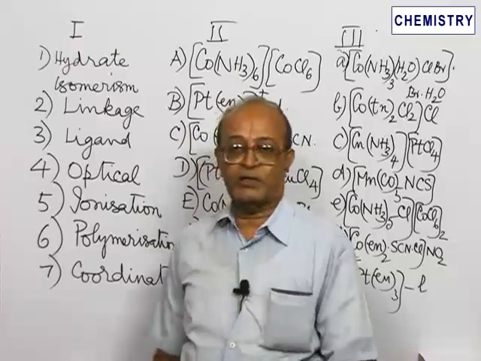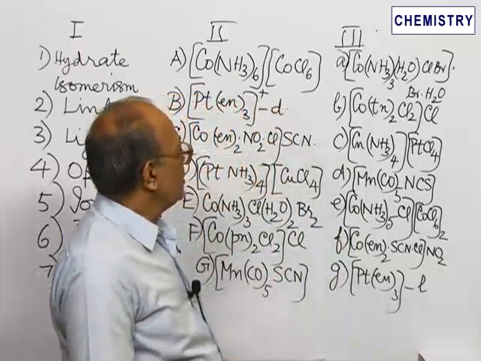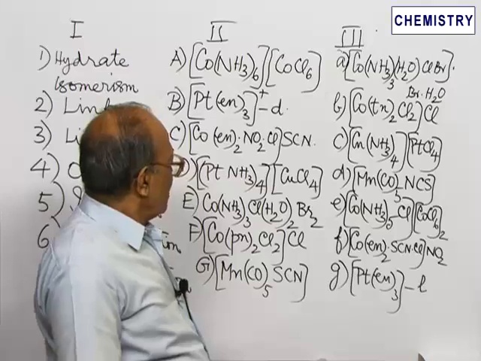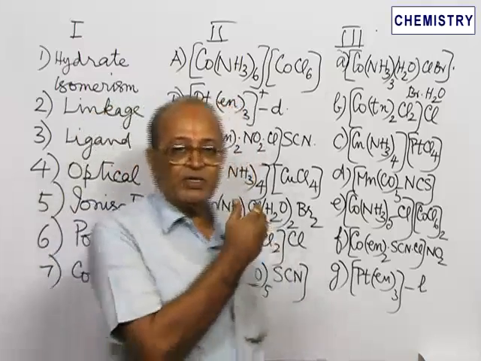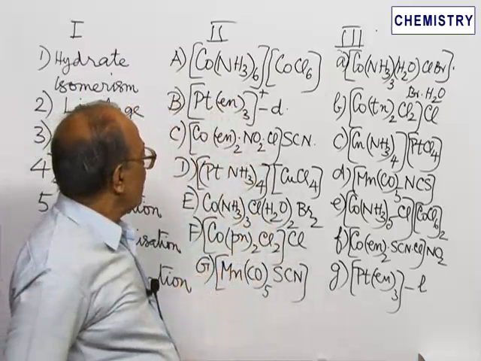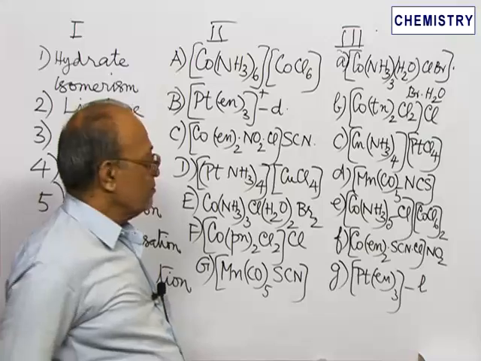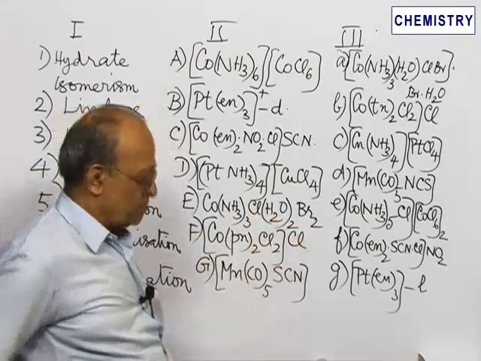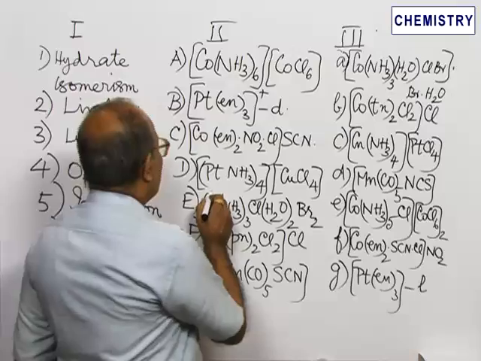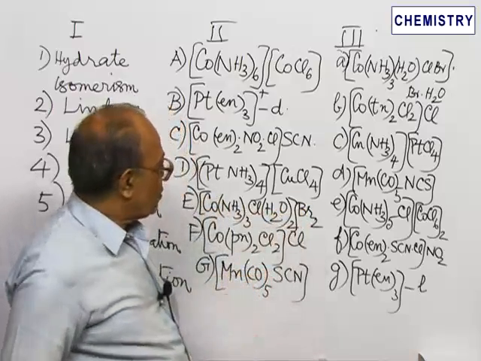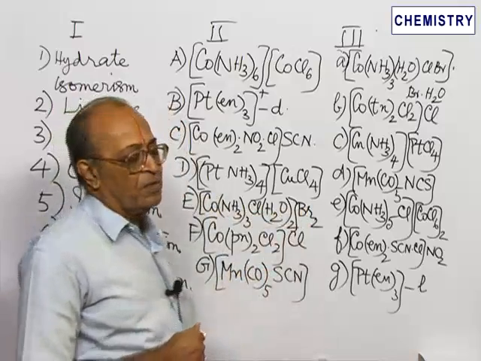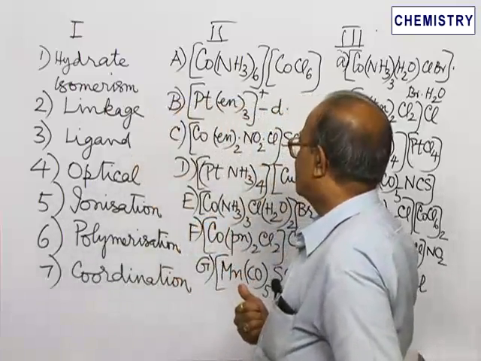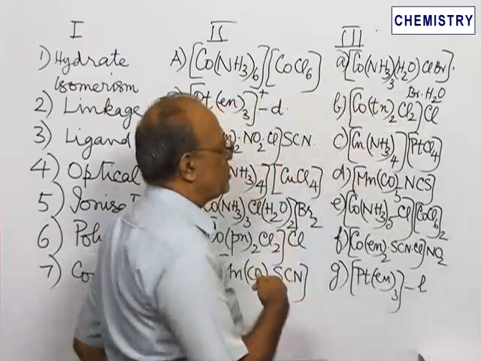Now you can look at column 2 and 3. Water molecule as a ligand should be involved. Now for example, consider the isomers given in column 2, and you can notice E involves water molecule as a ligand, Co(NH3)3 Cl (H2O)2 Br2. So for hydrate isomerism I can choose from column 2 E, Co(NH3)3 Cl (H2O)2 Br2.